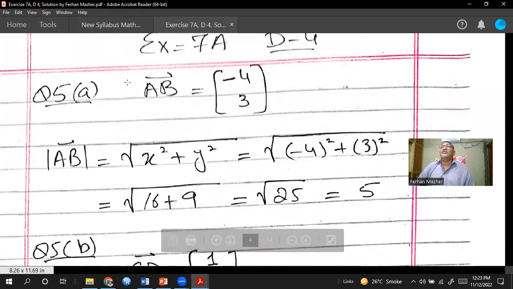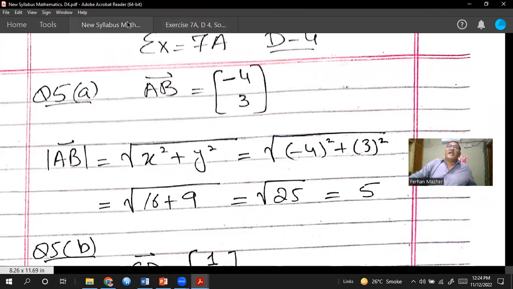Okay, so now the magnitude of the AB is a very simple method. Once I know the column vector, I can find the magnitude also. The formula is the square root of x squared plus y squared. So the square root of the square of minus 4 plus the square of 3. That will become the square root of 16 plus 9. That will be the square root of 25, and that will be 5. So this is how you will do the A part.